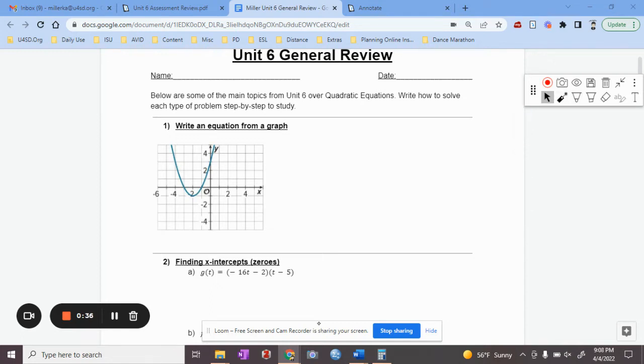When we have a graph, we have multiple options for writing the equation. We can write it in factored form. Oh, it's terrible handwriting. Let's delete that and start over. Okay, so factored form. We also have vertex form. And we have standard form. Let's see, what color do I want to do? We'll do black.